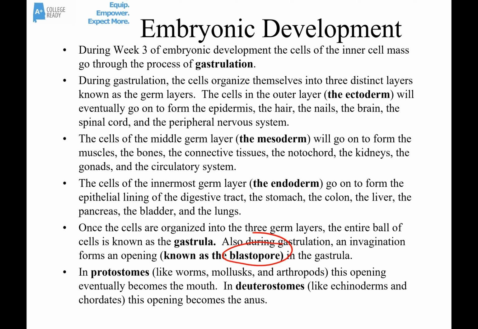In protostomes, which are animals like worms, mollusks, and arthropods, which includes insects, this opening, this blastopore, eventually becomes the mouth. Protostome, the word means mouth first. In deuterostomes, animals like echinoderms, starfish and sea cucumbers, and chordates, which are vertebrate animals essentially, this opening becomes the anus. The word deuterostome actually means mouth second.